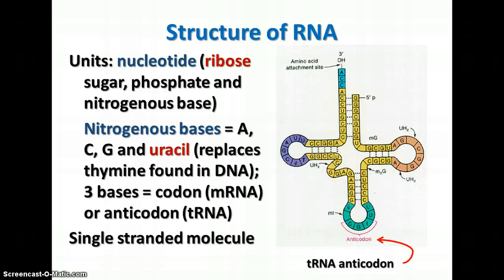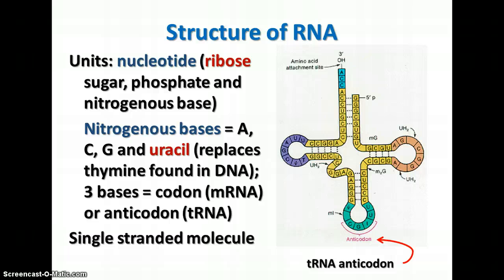RNA is also made of nucleotides, like DNA is, but the nucleotides are slightly different. They have ribose sugar rather than deoxyribose sugar. They still have a phosphate, and they also have one of four nitrogen bases, but the nitrogen bases are slightly different. RNA has adenine, cytosine, and guanine, like DNA does, but the fourth one, rather than thymine, is uracil.